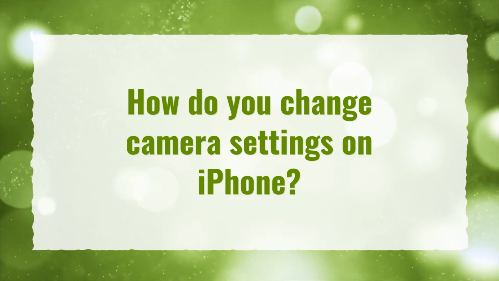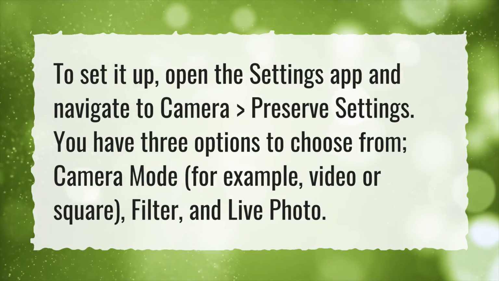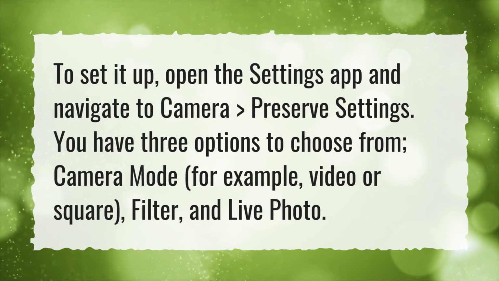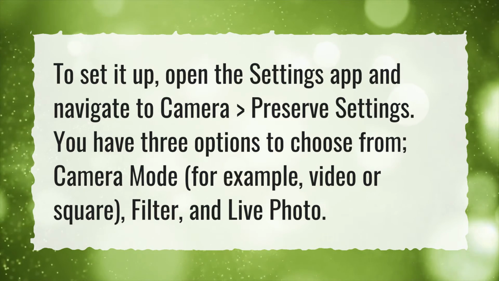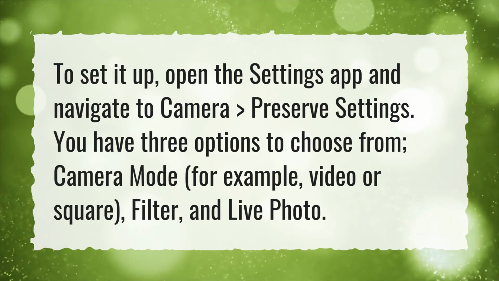How do you change camera settings on iPhone? To set it up, open the Settings app and navigate to Camera, Preserve Settings. You have 3 options to choose from: camera mode, for example, video or square, filter, and live photo.